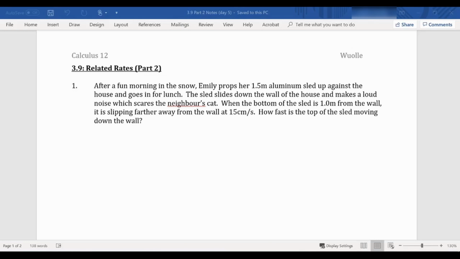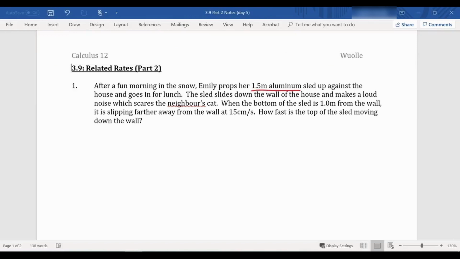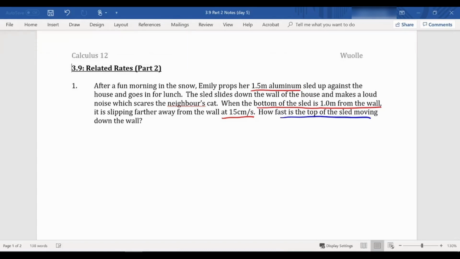Okay. So our first question says, after a fun morning in the snow, Emily props her 1.5-meter aluminum sled, that's going to be an important piece of information, up against the house and goes for lunch. The sled slides down the wall of the house and makes a loud noise, which scares the neighbor's cat. When the bottom of the sled is 1 meter away from the wall, it's slipping farther away from the wall at 15 centimeters per second. And it's asking how fast is the top of the sled moving down the wall.